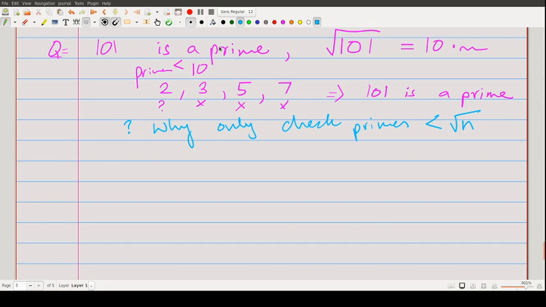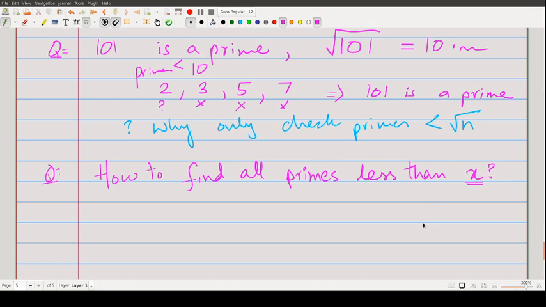Okay, so let's look at another problem. The next problem is the question: how to find all primes less than x. Let's suppose x is some integer. How do I find, let's suppose x was equal to 30, all the primes less than 30?